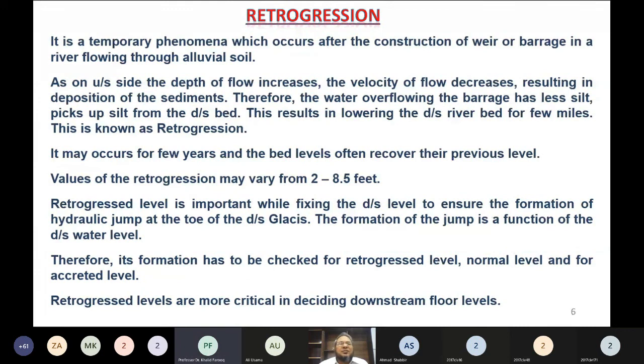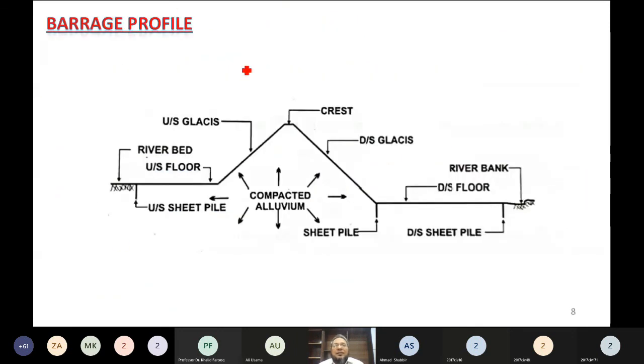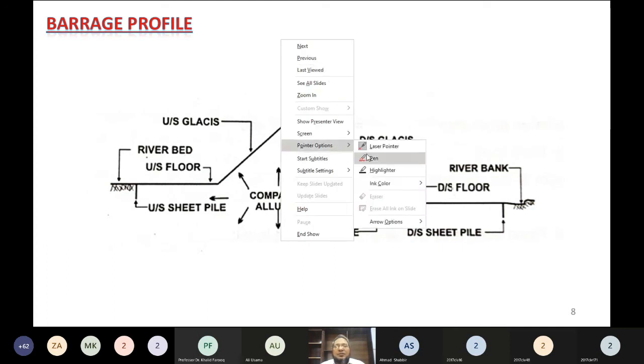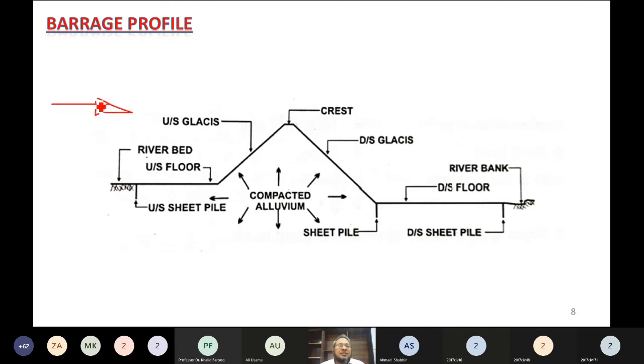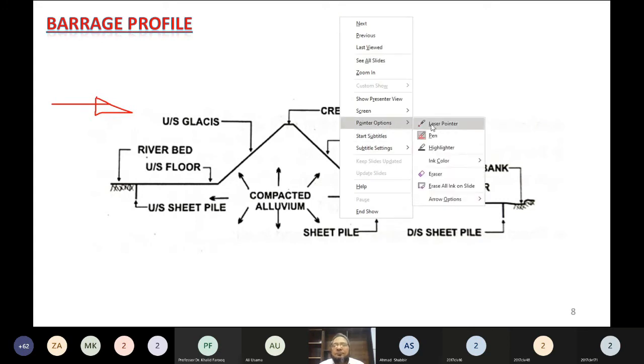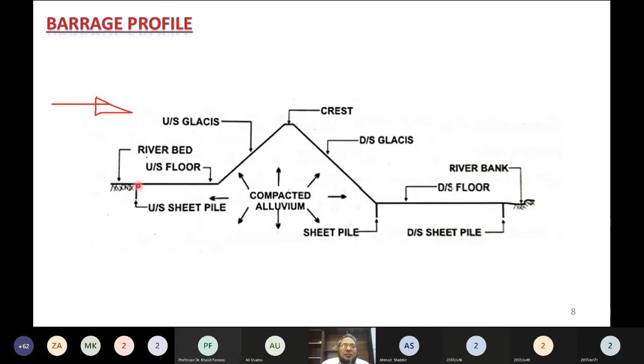Now, retrogression. What is retrogression? Retrogression is a temporary phenomenon. What do we mean by temporary? To explain retrogression, this is the main barrage portion. Which one is the upstream side? This is the upstream side, and this is the downstream side. The flow of water is in this direction. This is the upstream concrete floor, this is the upstream glacis, this is the crest of the weir, this is the downstream glacis, and this is the downstream flow.